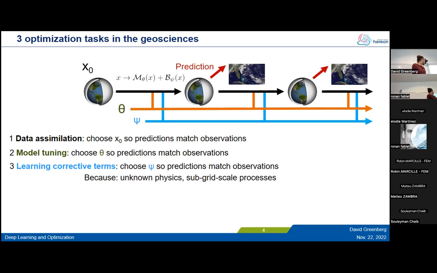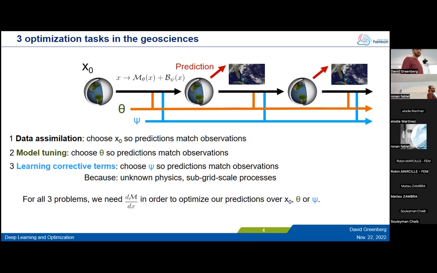And why would we want to learn terms with a general, say, data-centric model as opposed to physics? Is because there's a lot that we can't represent in a first principles physical representation, such as processes we simply don't understand, for example, the biosphere, or subgrid scale processes which we can't afford to represent explicitly.